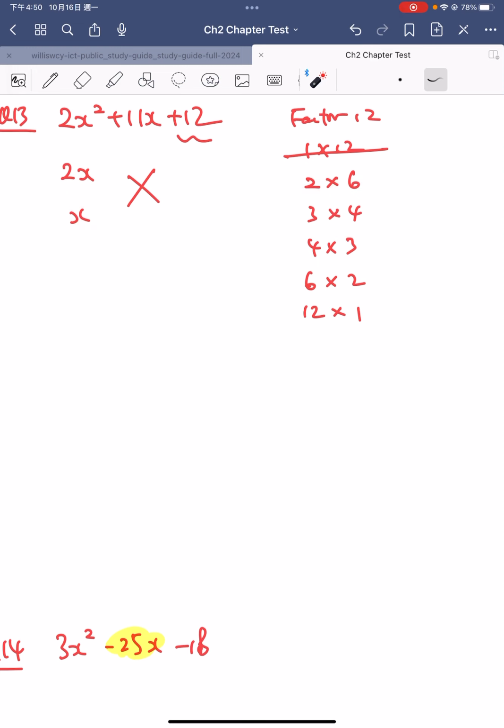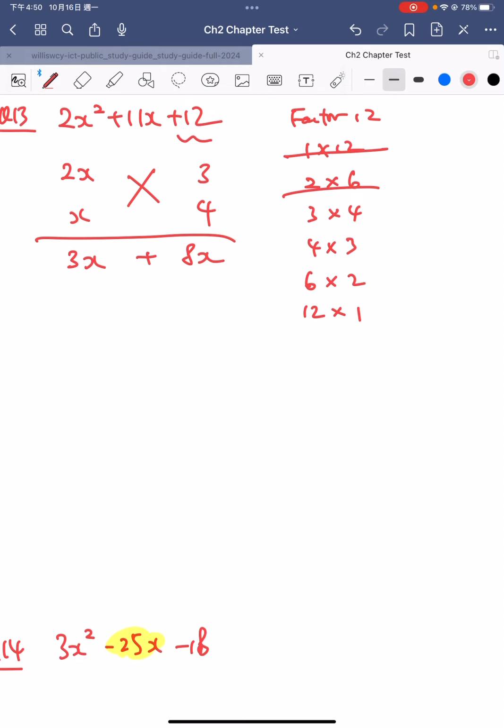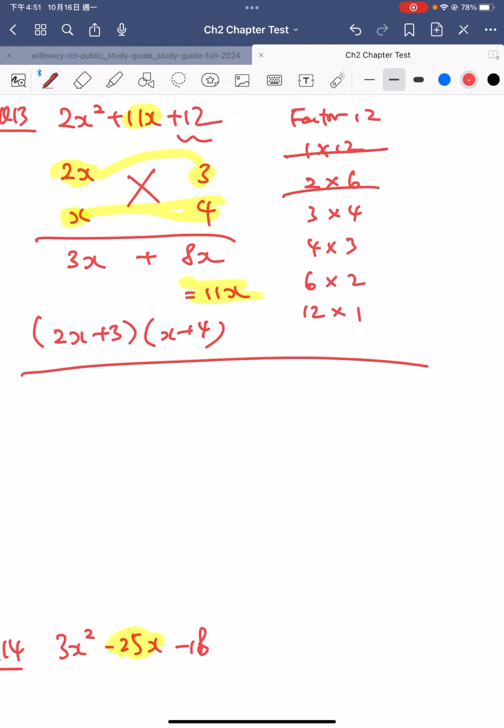So we write it again. We try to do 3 and 4. So now we have 3 here, 4 here. So we need to do 2x times 4 will give you 8x. x times 3 will give you 3x. You plus them together will give you 11x. So which is actually the same as the middle one. So now we can say that the 2x plus 3 and the x plus 4 is actually the answer. So we write it down, 2x plus 3 times x plus 4. That's the answer. So if you want to use the calculator to do it, it's also alright.